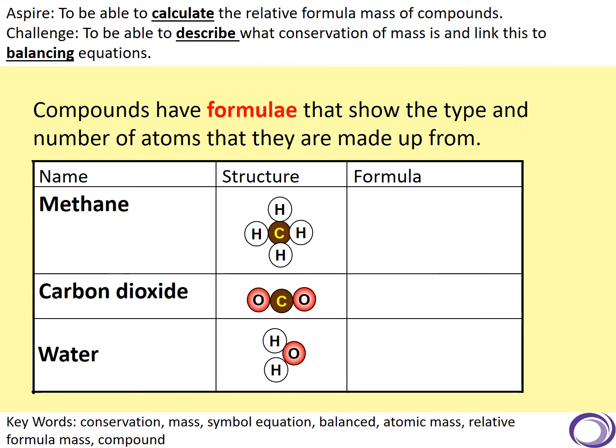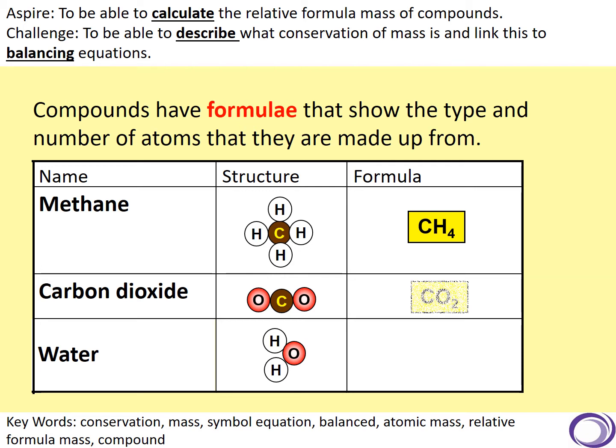Methane, the gas that we burn in our Bunsen burners. Methane has this as its chemical structure, and its formula is CH4. And what that means is that there is one carbon atom, as you can see in the structure, joined onto 4 hydrogen atoms. So its formula is CH4. The little 4 simply refers to the number of hydrogen atoms. The carbon doesn't have a number attached to it, so that means there's only one.